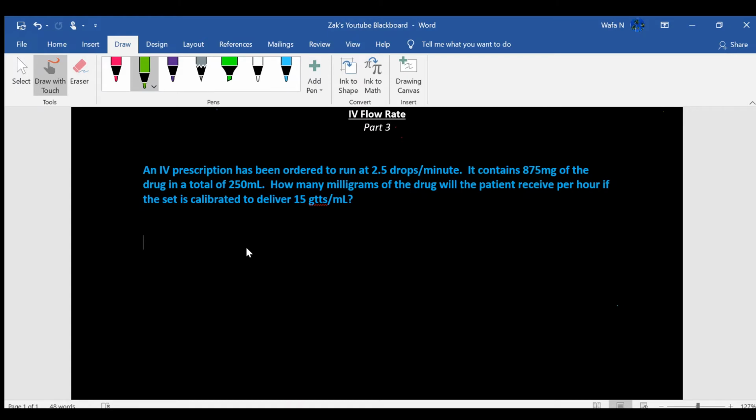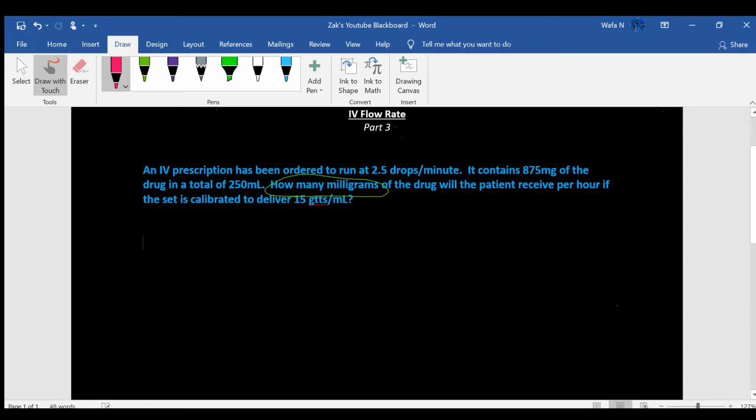There's going to be a two-part process in order to determine what our answer will be. So the key question here is how many milligrams, and we'll come back to that much later in the problem.